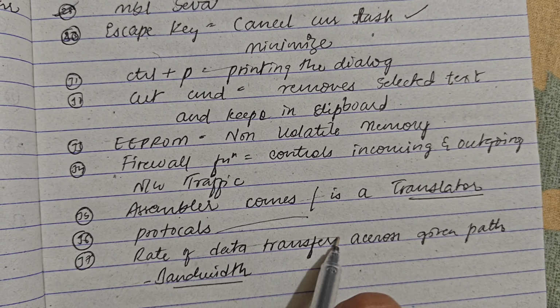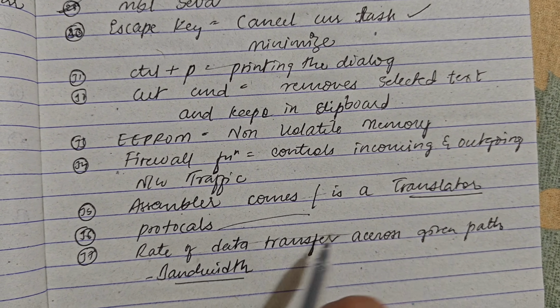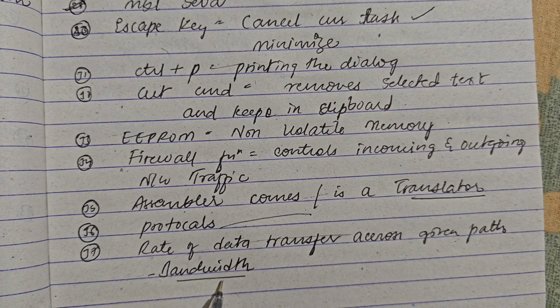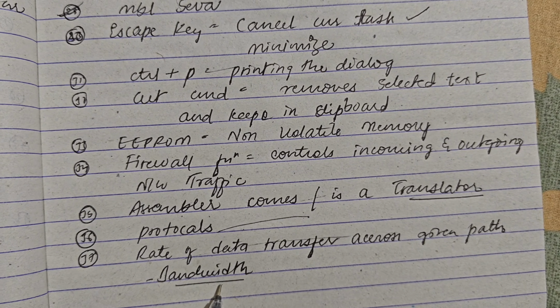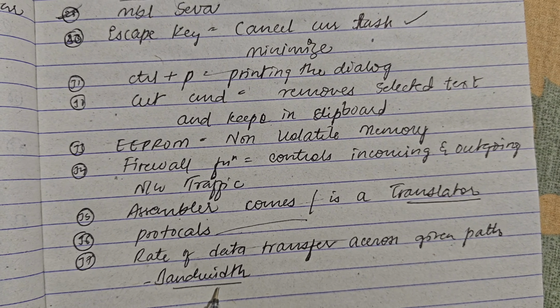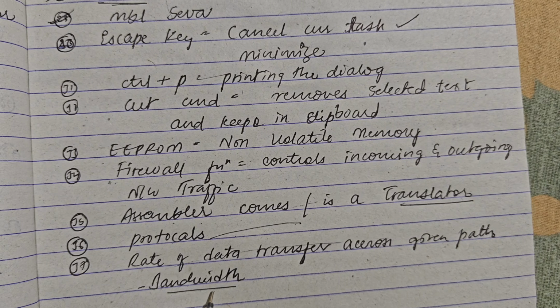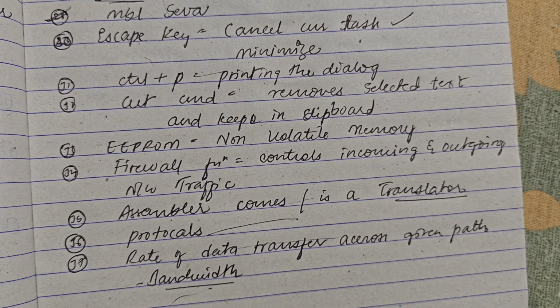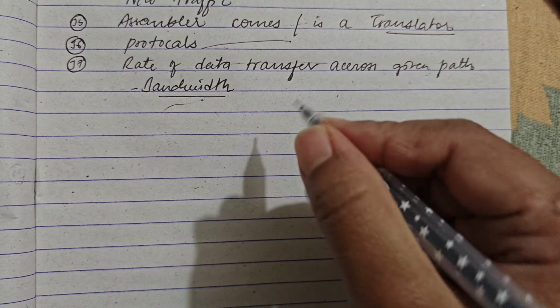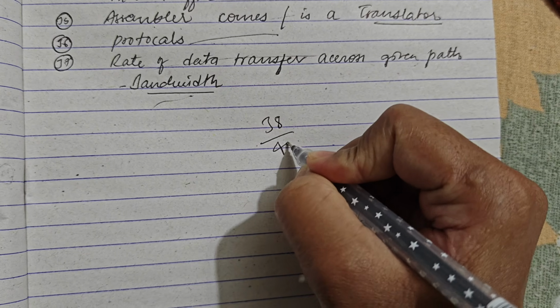Then the rate of data transfer across a given path, for this I was having confusion between bandwidth and one more option, so I didn't mark this. Overall in the computer awareness section I did 38 questions out of 40.